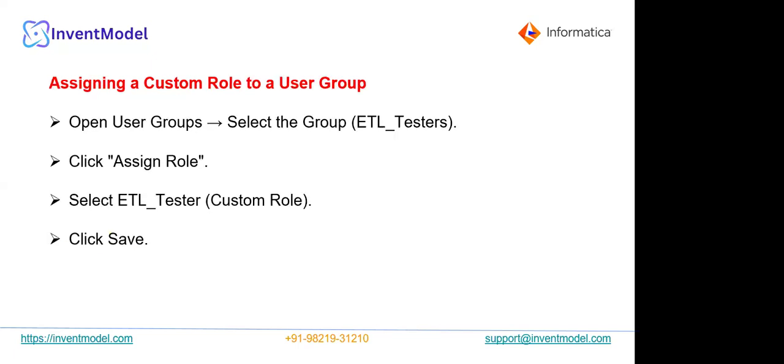Assigning a custom role to a user group. For assigning, we need to open User Group and select the group. If the group is not created, we can also create it here in User Group. We provide the name and description, and here we can assign the role, like administrator, business steward. After that we can select the group members. There is an option Add User, and we can select the user. After doing that, we can save it. It will assign. Now move to the next slide.